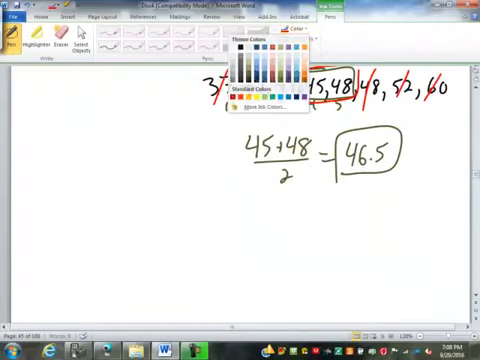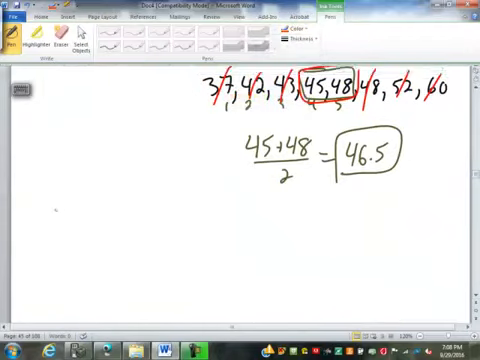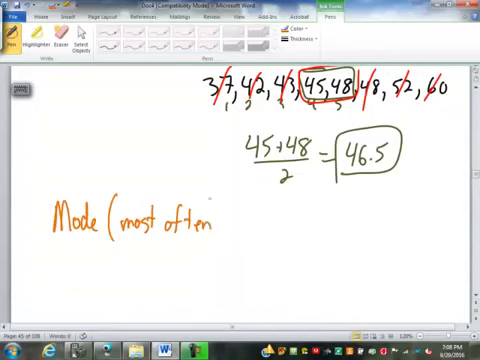The final measure of center, well, this book uses, is something called the mode. The mode is the number that occurs most often. Now, in my first data set, there was no mode because there were no numbers that appeared more than once. In the data set that I have right here, the mode would be 48. That's the only number that appears twice in that data set.